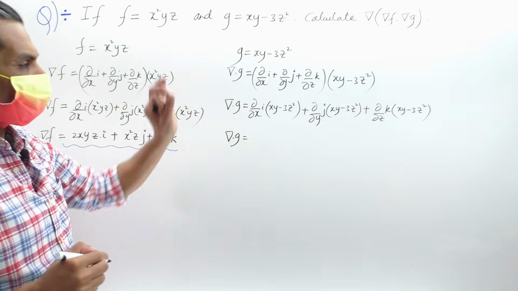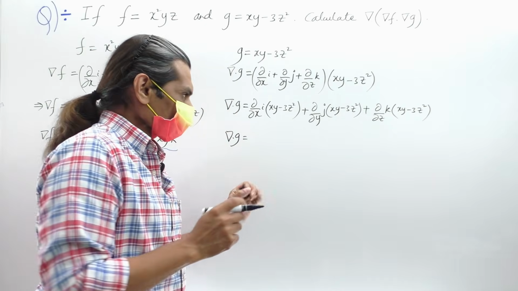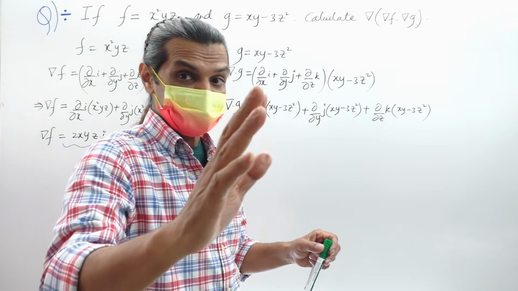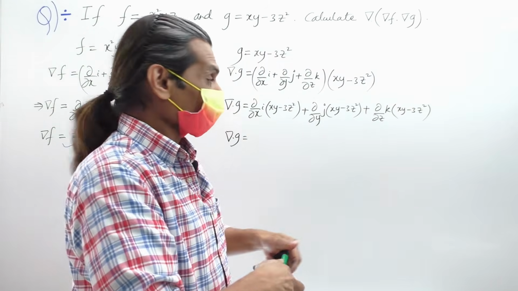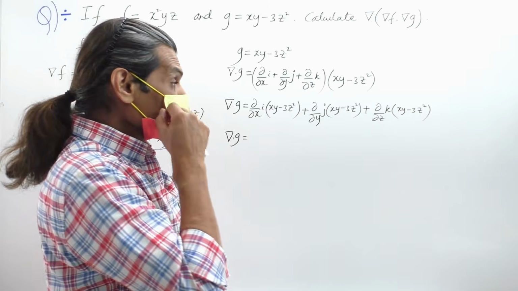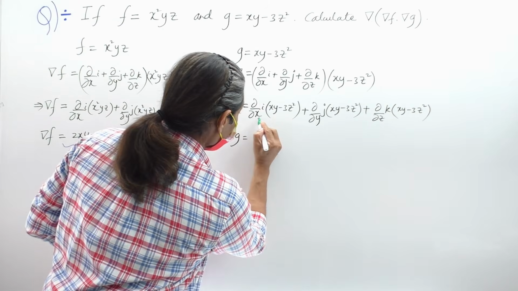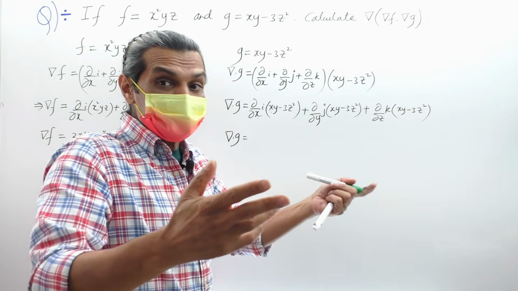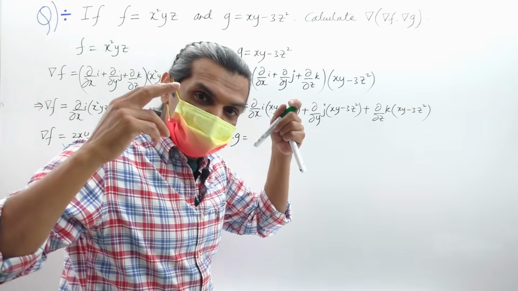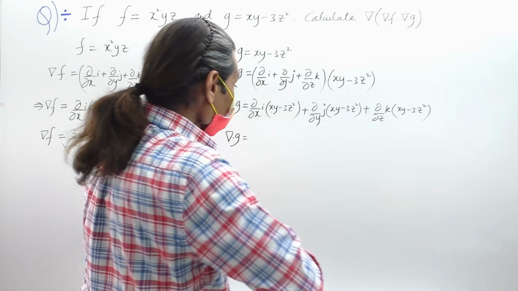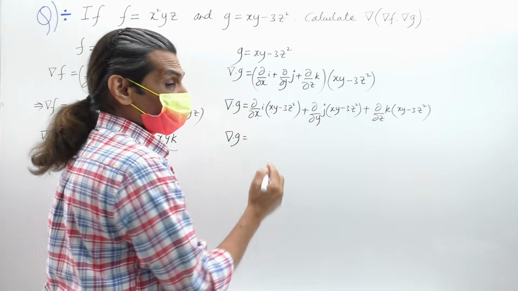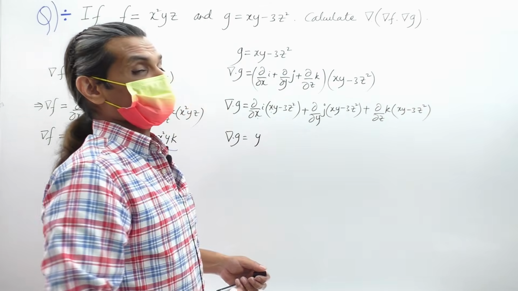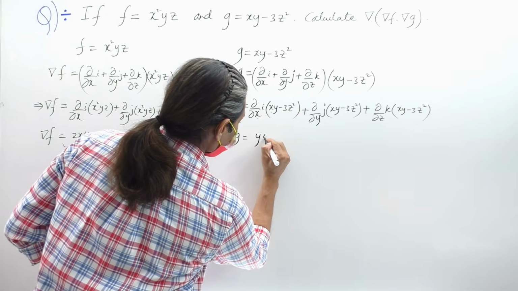∂/∂x of (xy − 3z²). Here you are partially differentiating only with respect to x. So concentrate on how I am doing it, because you will go wrong here. I am partially differentiating only with respect to x, so x is only here. There is no x here. 3z² is a constant, so differentiation of a constant is 0. So only ∂/∂x of xy with respect to x is y as it is. Differentiation of x is 1, into i.